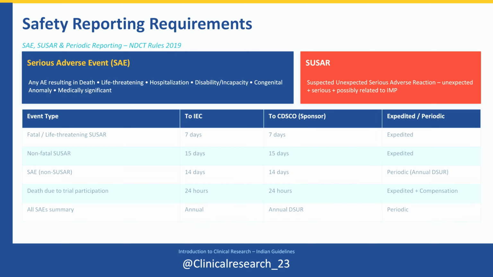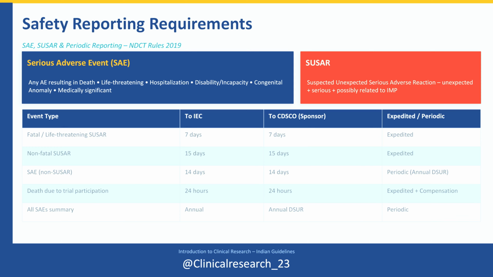Similarly, non-fatal SUSARs also require reporting within 15 days, again both to the IEC and CDSCO, and they are also classified as expedited reports. For serious adverse events that are not SUSARs, such as SAEs, the reporting window is slightly longer, 14 days for both the IEC and the CDSCO. These are typically reported periodically as part of the annual safety update, called the DSUR.